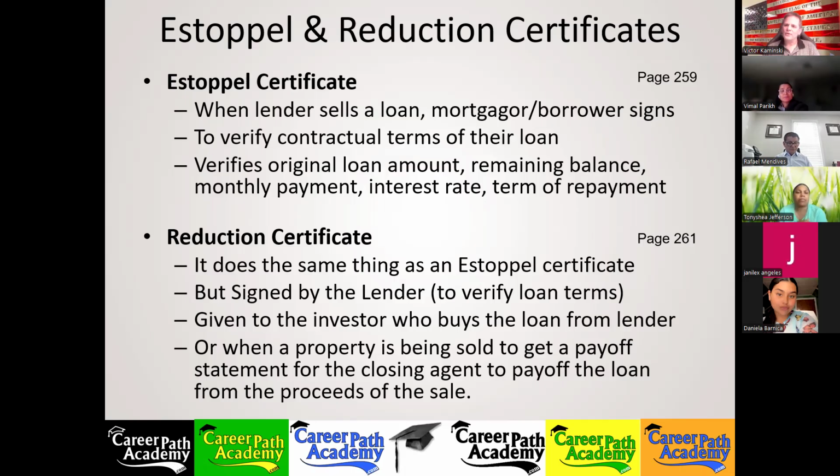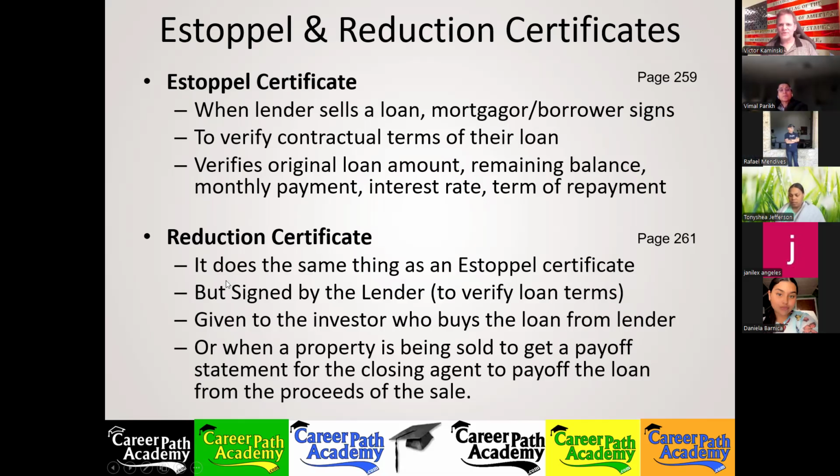Correct. But the document that the bank, the lender, signs is called a reduction certificate. The document the borrower signs verifying all this information is called an estoppel certificate, and the document that the lender signs verifying that same information is called a reduction certificate. But a reduction certificate can also be used at other times. Like if you're selling your property and we need to get a payoff statement from the lender to find out what the balance is.